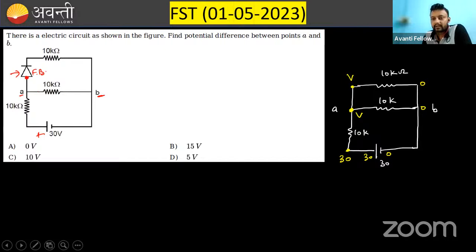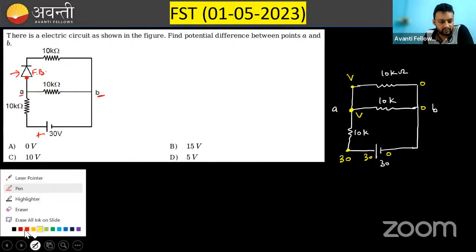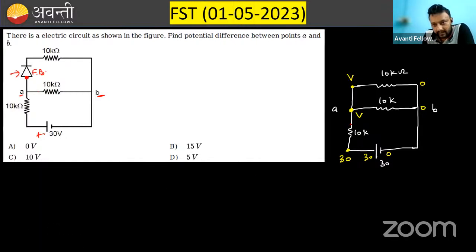So this is the same point as this point is also V. Clear? Now we need to divide the current. So let's assume some current here. Let's suppose I1 is coming, I2 is going this way, and I3 is going this way. Clear? I1 is coming, it is dividing in two parts, I2 and I3.